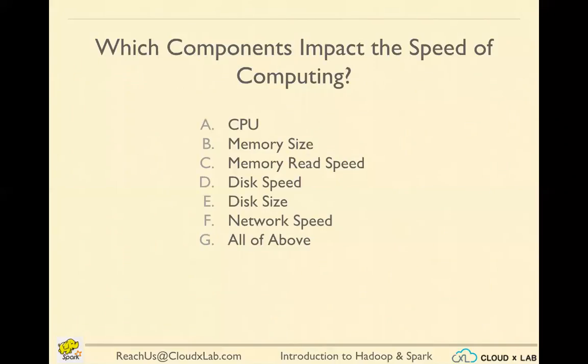Now, question to all of you: which of these components impact the speed of computing? CPU, memory size, memory read speed, disk read speed or write speed, disk size and network speed, or all of the above? That's right, it is all of the above.